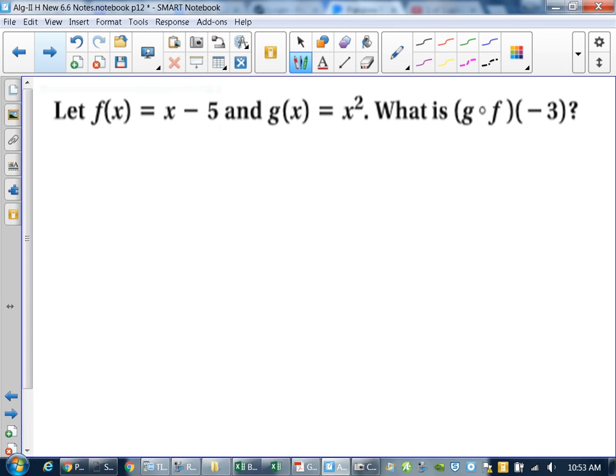Okay, same idea. f of x is x minus 5. Yes, ma'am. f of x is x minus 5. g of x is x squared.